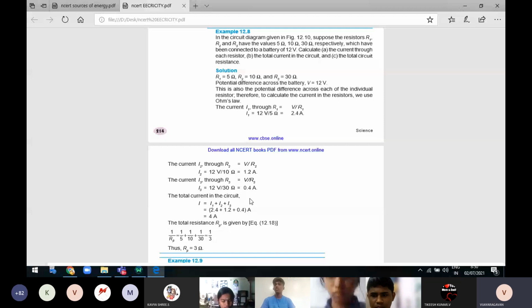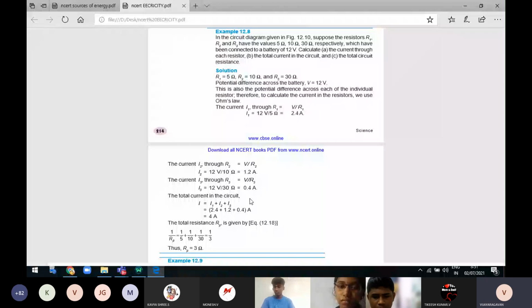And for the second resistor, that is the 10 ohm resistor, we are using the same formula. I2 is equal to V by R2 because V is common here. V is not separate. We are not taking V1, V2, V3 like this. V is common here. So I2 is equal to 12 by 10. We get 1.2 amps.